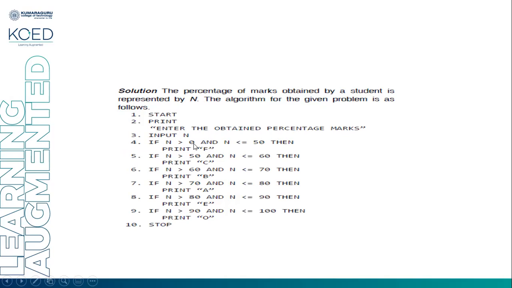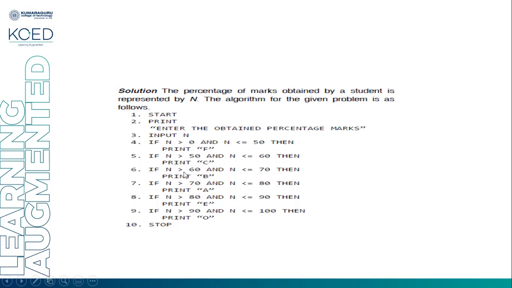If n is greater than 0 and n is less than or equal to 50, and the condition is true, then print F, fail grade. If n is greater than 50 and n is less than or equal to 60, that means 51 to 60, then print C grade.